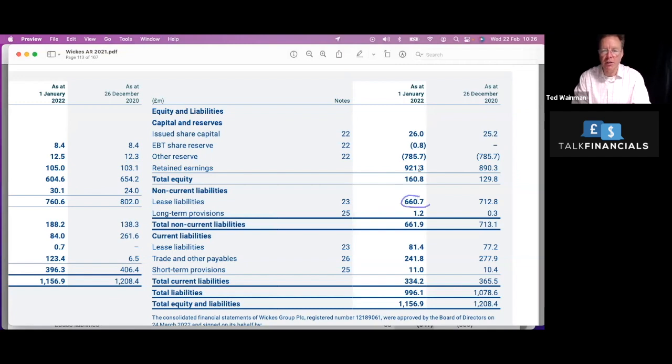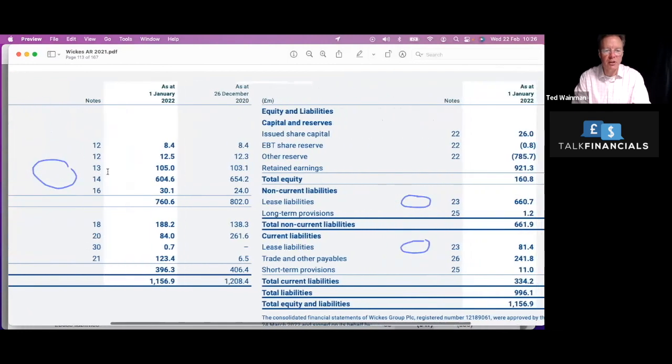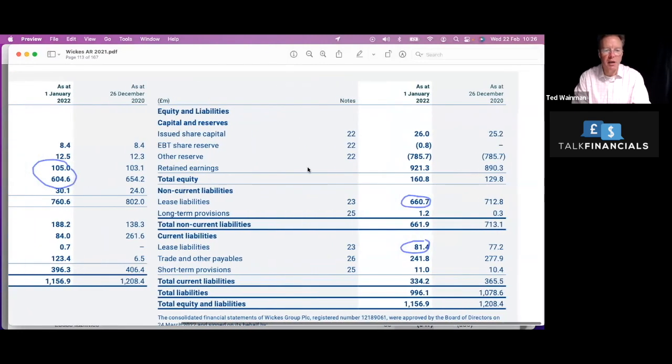And it's the same for Wickes. They've got these lease liabilities. Here they are, those are driving the right of use assets, which are one of these two numbers over here. We can just see which one it is. It's that six. You need to take those numbers together, and again, that's going to be driving the interest payments.